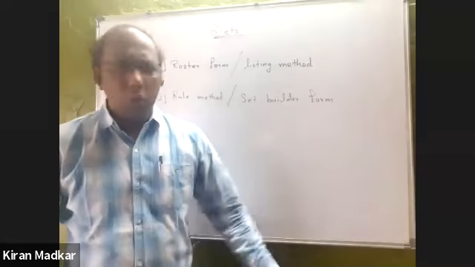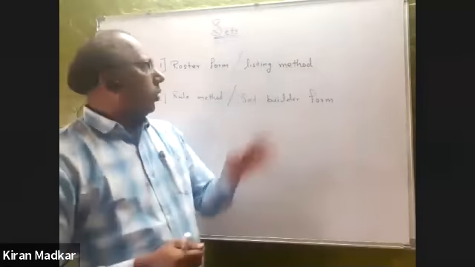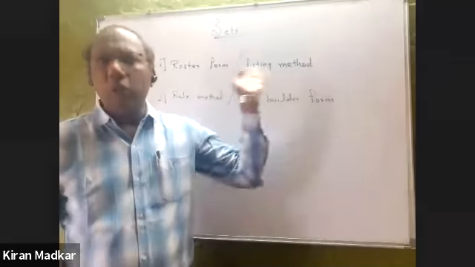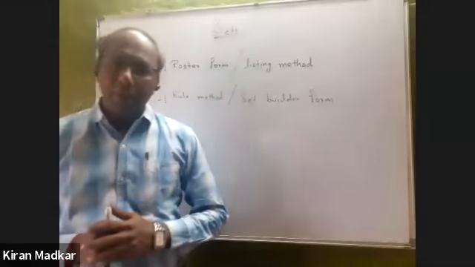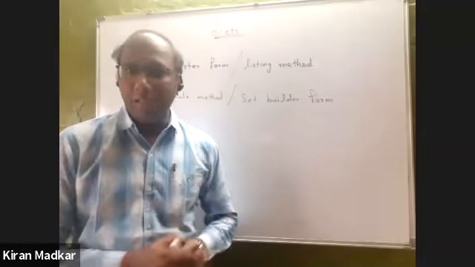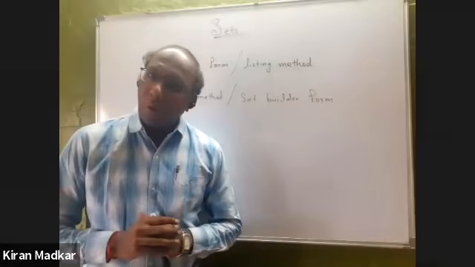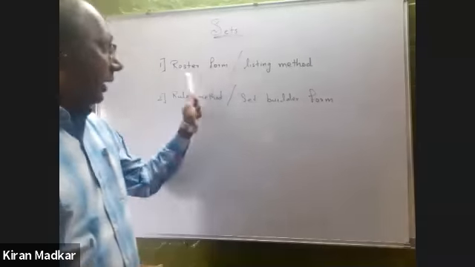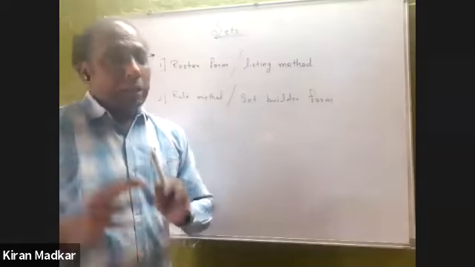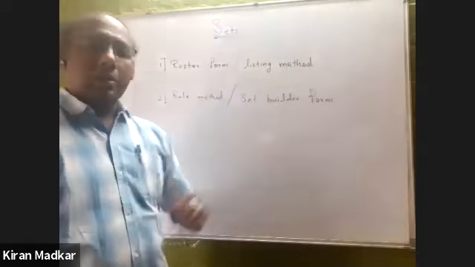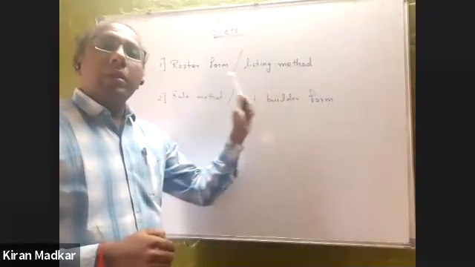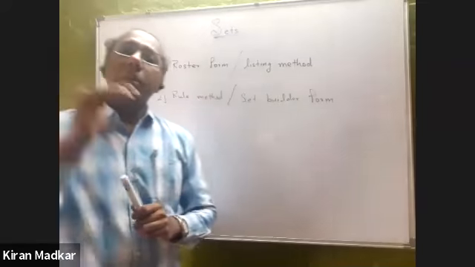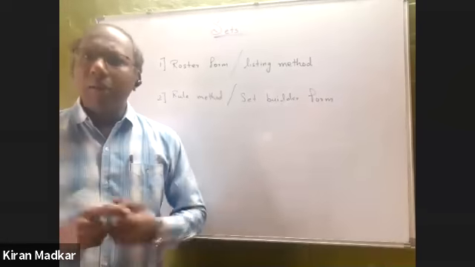Now, what do I mean by this? What do I mean by this roster form, or as I told you, listing method, rule method or set builder form? का मतलब क्या है, meaning क्या है, is what we'll be seeing in today's session first. Okay, so now names are clear. As I told you, in the name itself, the meaning of these two types comes.